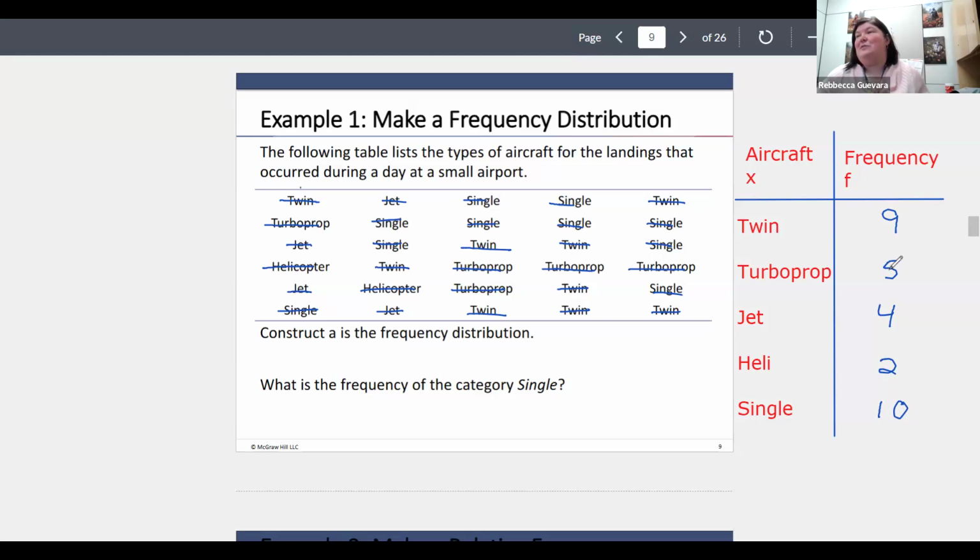Okay, so actually I'm going to go through it again. 14, 15, 16, 17, 18, 19, 20. So we should have 30 all here. If we count this, 1, 2, 3, 4, 5, 6, 1, 2, 3, 4, 5. Yep, that's 30 of them. We got them all. Our frequency distribution. So what's the frequency for single? 10. We have 10 of them.